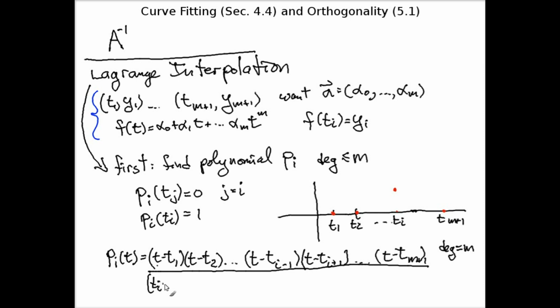And what you do is you divide by ti minus t1, ti minus t2, and so on up to ti minus tm. Right? Because if you plug in t is equal to ti here, all the way down to here, then all of these terms are equal. And when you calculate pi of ti, you get 1. Pretty clever, huh?